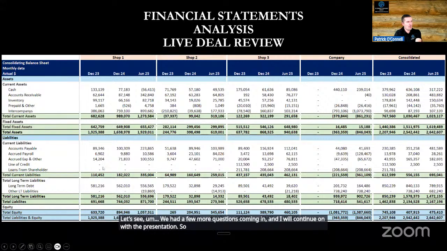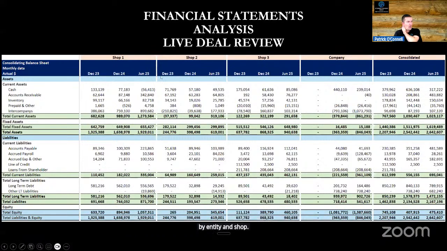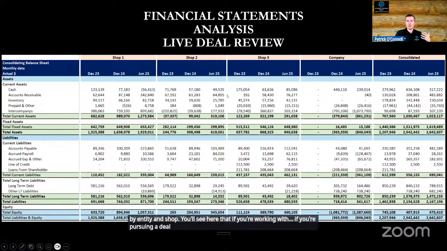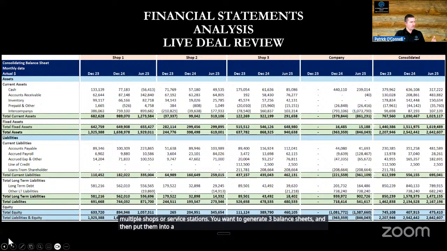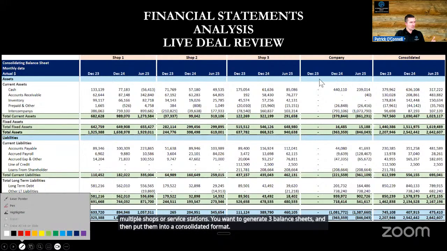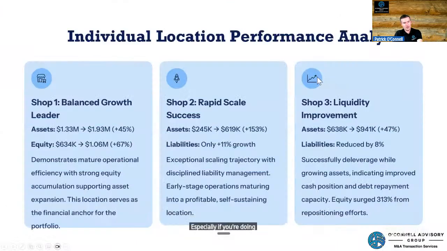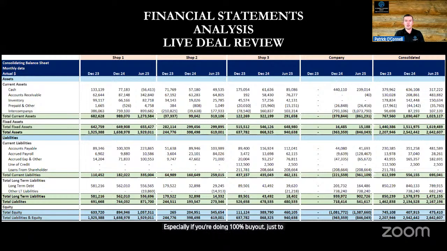So this is just another snapshot of the year-over-year changes by entity and shop. You'll see here that if you're pursuing a deal with multiple shops or service stations, you want to generate three balance sheets and then put them into a consolidated format, especially if you're doing a 100% buyout, just to understand what the consolidated financials look like.